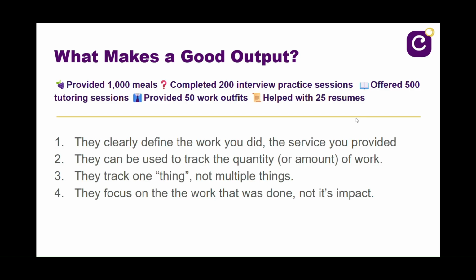For example, getting a job or a promotion, or doing well in school if it's a tutoring session. The benefits of the outputs will be your outcomes. And again, another video, another day. For now, we stay focused on the outputs. The outputs focus on the work that was done, not its impact.